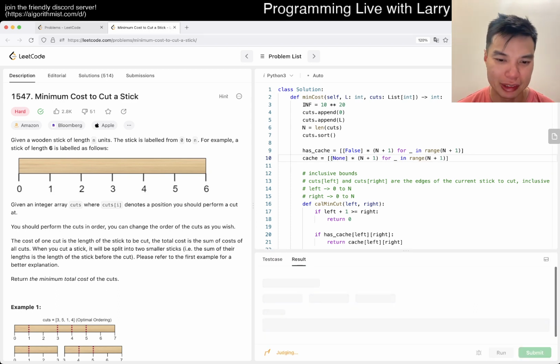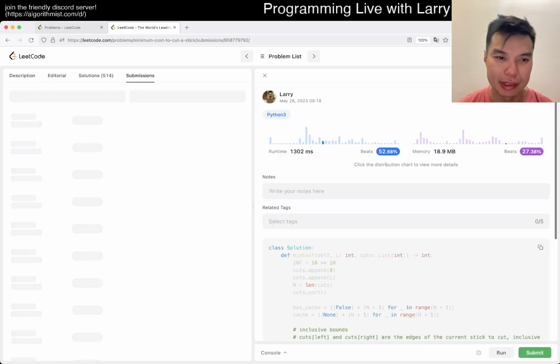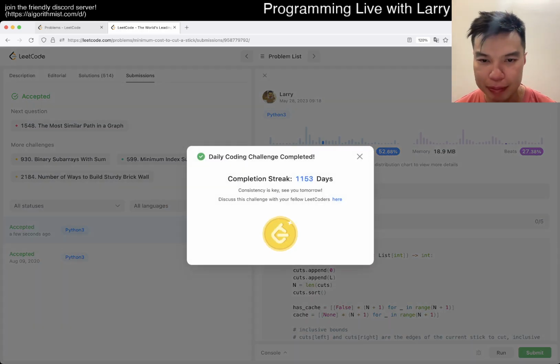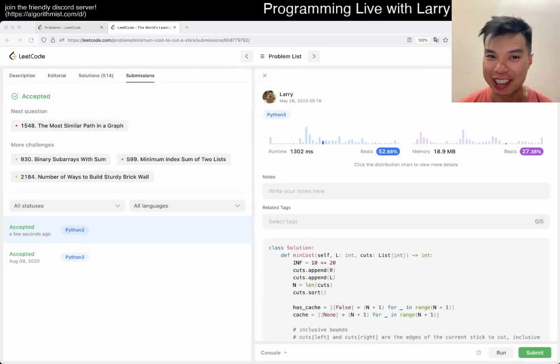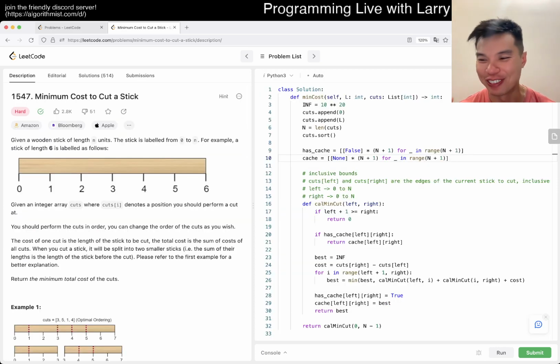Let's give it a submit then. Hopefully, yep. And that's pretty much it. Long day streak. I was just checking whether I was recording correctly, though at the very end it's probably too late for that. But in any case, yeah.